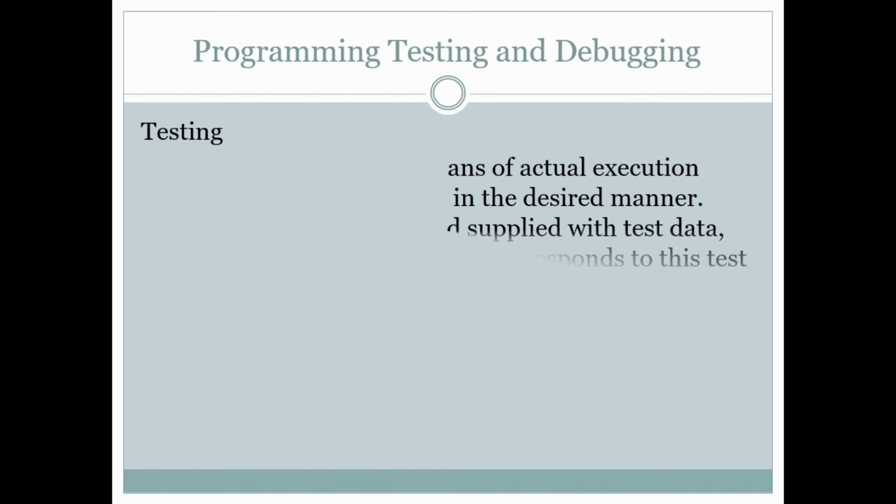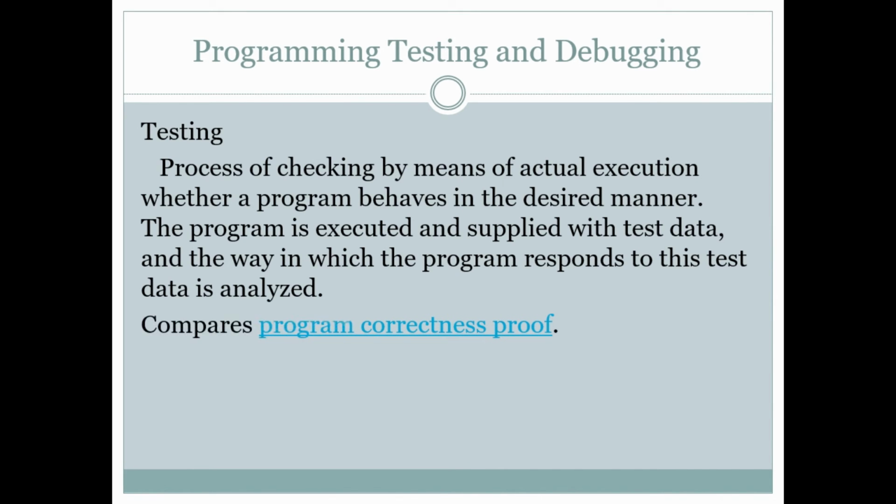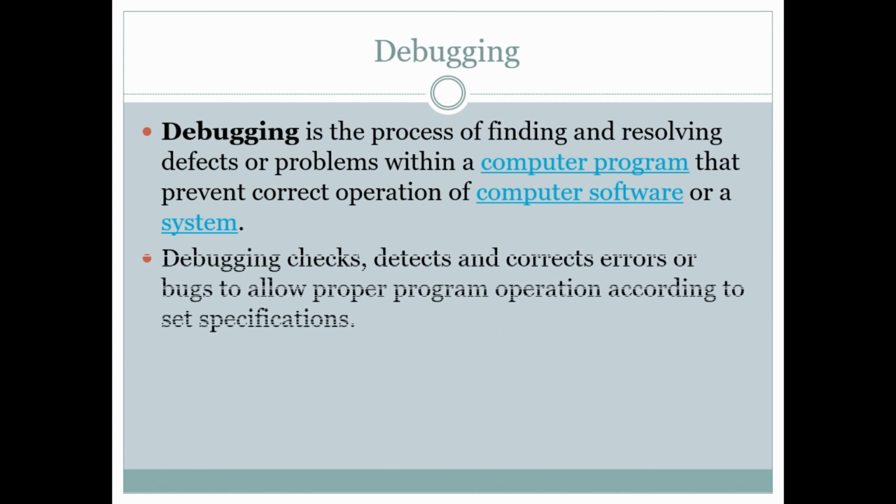Programming, testing, and debugging. What is testing? While writing a program, we have to test the program. It is the process of checking, by means of actual execution, whether a program behaves in the desired manner. The program is executed and supplied with test data, and the way in which the program responds to this test data is analyzed. Here the data is analyzed against the correct data given by the vendors or the programmers. Debugging is the process of finding the error or the bug in the program. It checks, detects, and corrects that error to allow proper program operation according to the set specification.